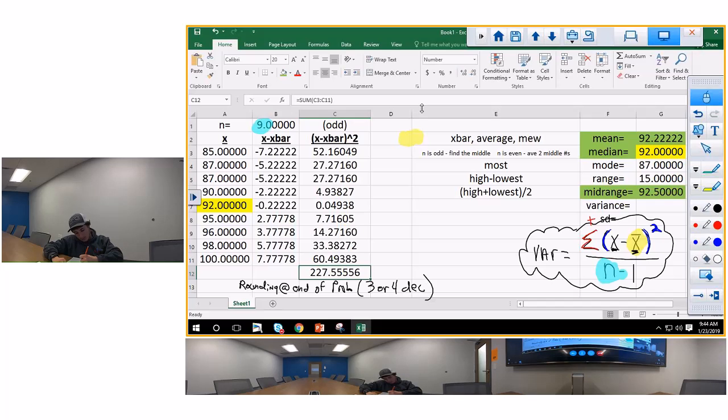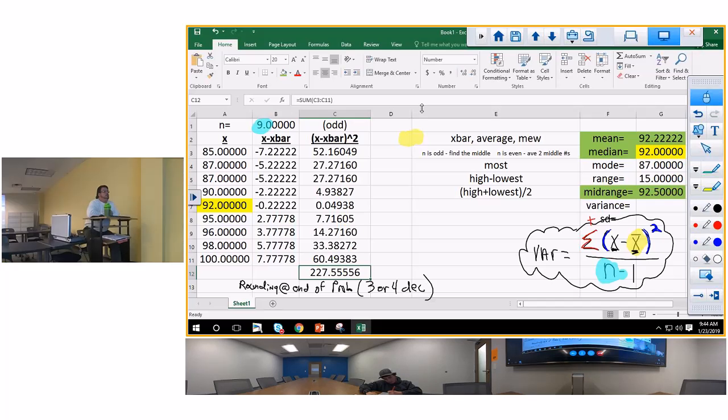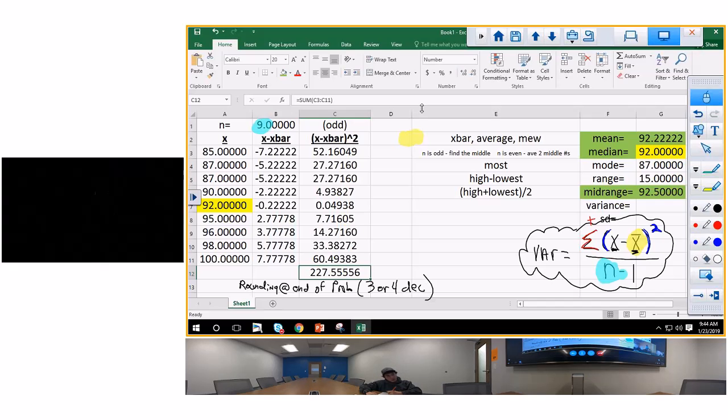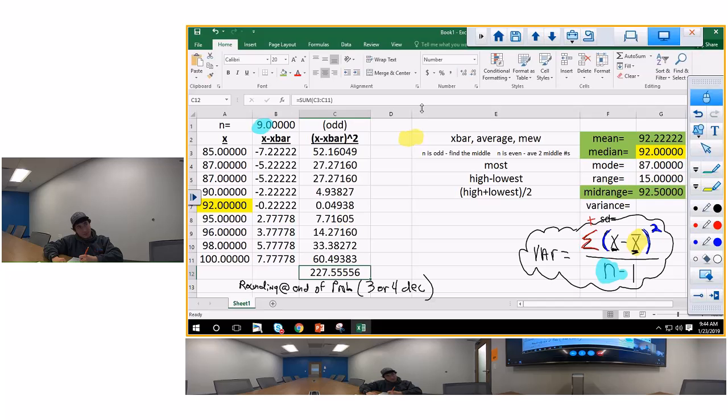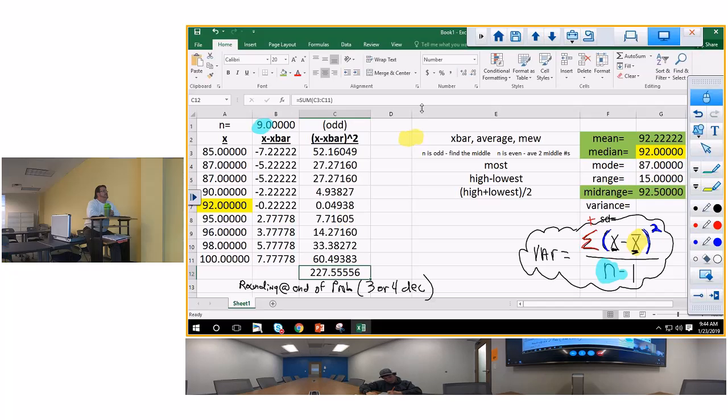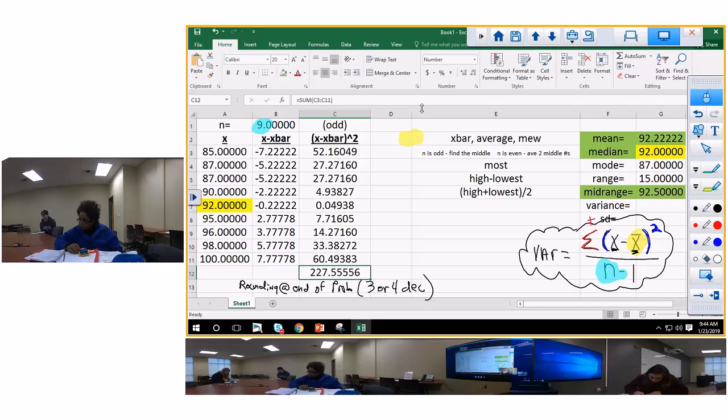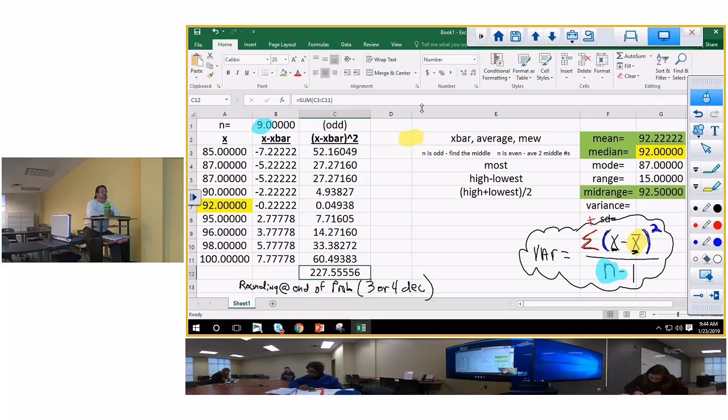How about it, Oconee? Did you get 227.56? Yeah. That doesn't sound too reassuring. How about it, Easley? Did any of y'all get 227.56? I got 227.55. Okay. Well, I rounded up. So that's good. Now, what is that?